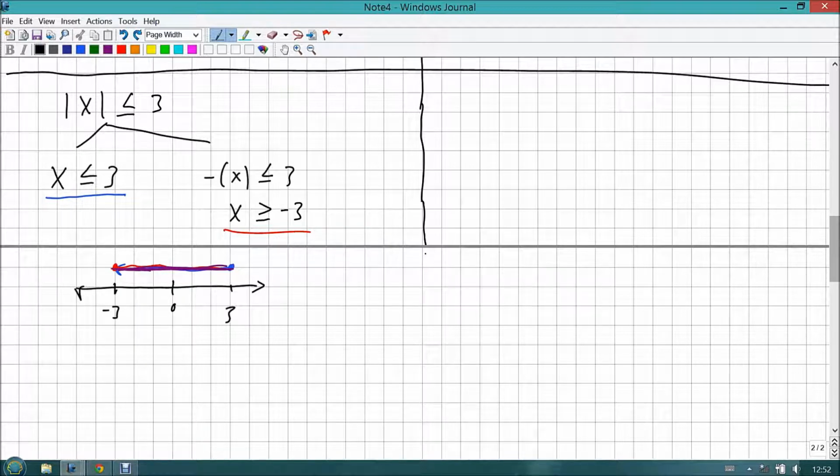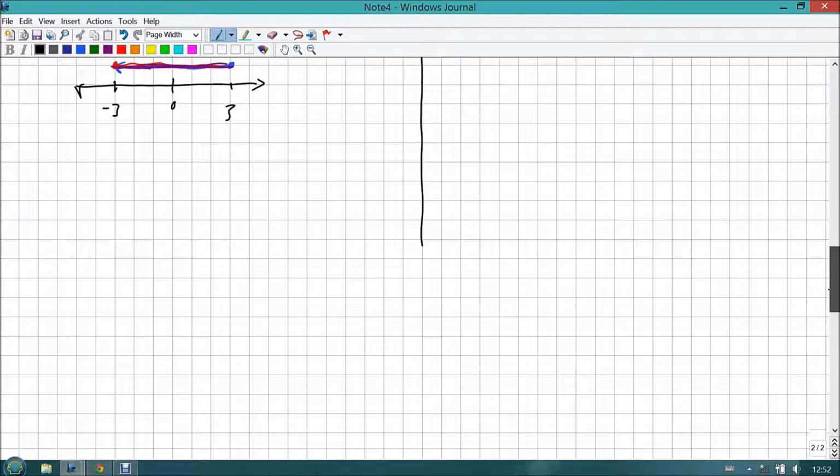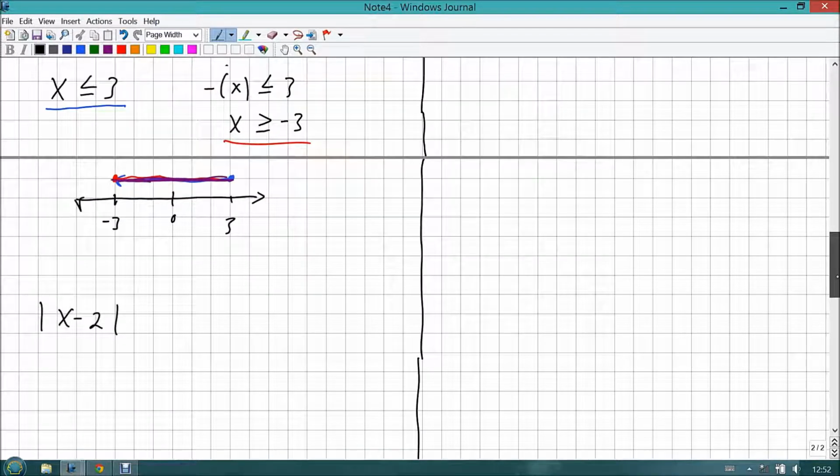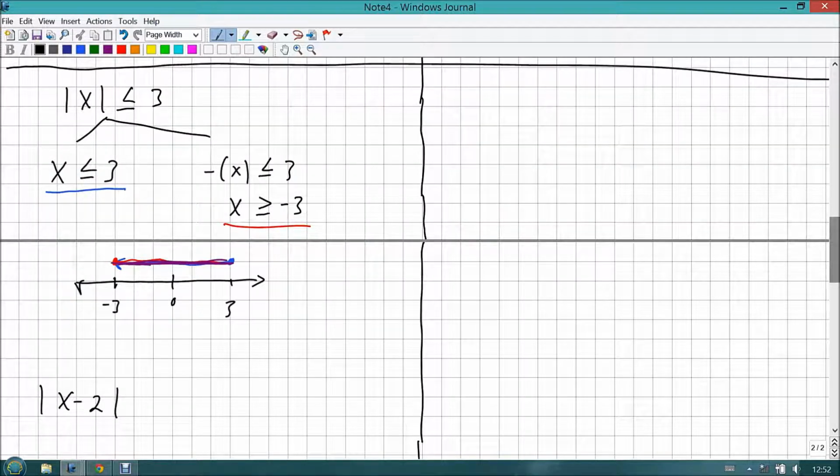Now, what happens when I have an absolute value and the sign is flipped? So let's look at the absolute value of x minus 2 has to be, let's see, the first one was less than or equal to, if I remember correctly. Yeah. And let's say this has to be greater than or equal to 5.